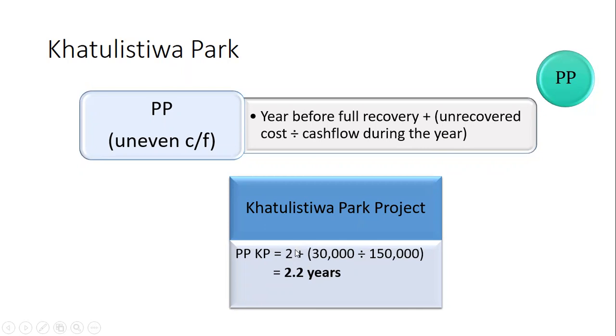At 2 years, the cumulative cash flow is actually 120,000. So the unrecovered cost is 30,000, an insufficiency of 30,000 ringgit. We divide by the cash flow in the third year, the following year, which is 150,000. So it is 2.20 years. This example would not be accurate if it were less than 2 decimal places, so in your answer, please make sure you write 2 decimal places, 2.20 years.